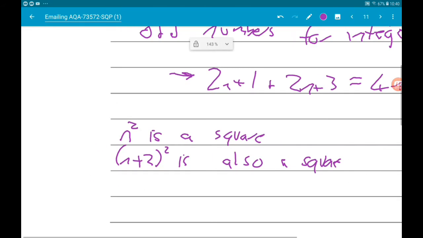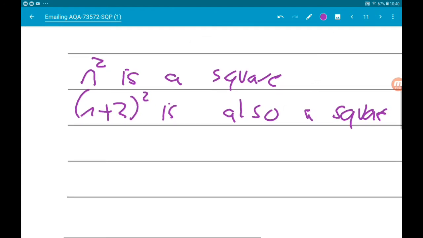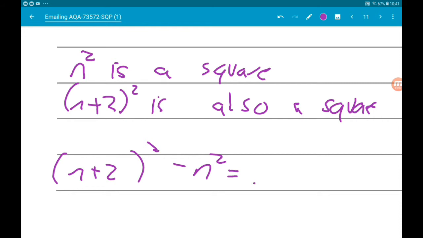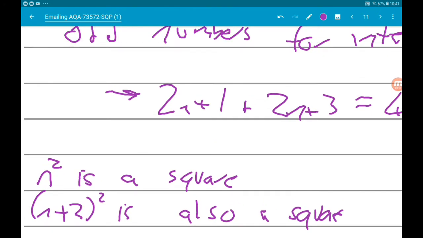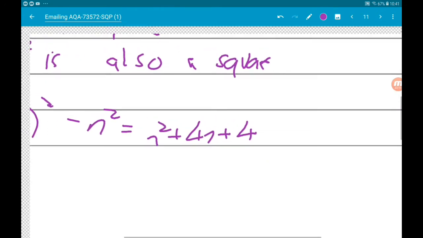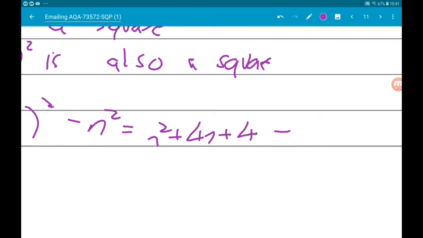And if we find the difference between them, well, n plus 2 squared minus n squared is n squared add 4n add 4, so that looks familiar. That's our sum of 2 consecutive odds. And then if we're finding a difference, we got our minus n squared on the end. So that is equal to 4n add 4.